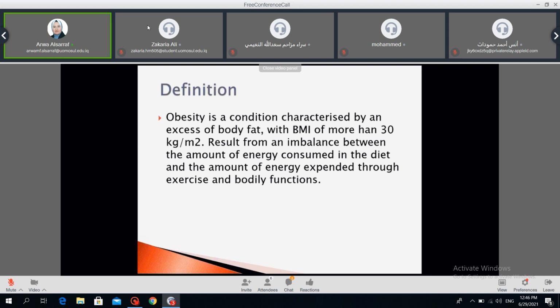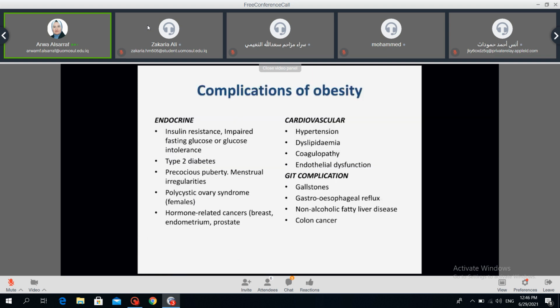So it will affect the endocrine system in the first part, and it will cause insulin resistance with impaired fasting glucose and glucose intolerance. Later on, the patient will develop type 2 diabetes. Also, it will affect puberty, and it may cause menstrual irregularity in females. Also, there is a syndrome called polycystic ovary syndrome in females, also contributed to by excess body weight.